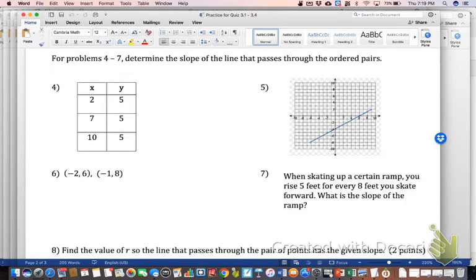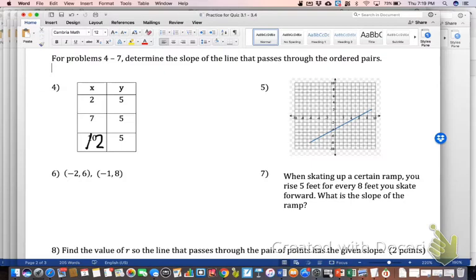For number 4, we did realize a slight problem on here, but I didn't realize it until after I'd already made my copies. So the chart should be 2, 7, and then 12 right there for the numbers. Just FYI, because that's going to kind of mess something up.